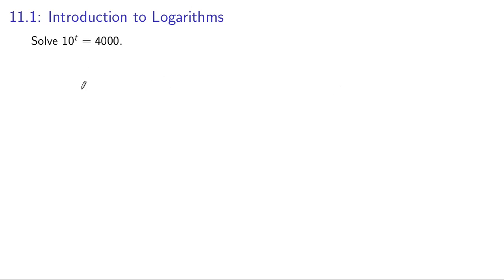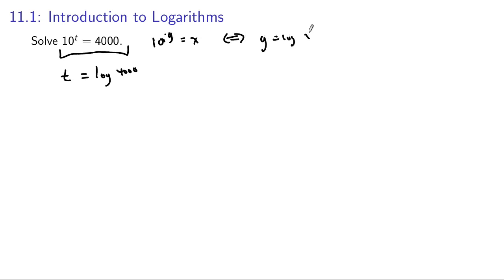So now, using what we've learned, we can solve this exponential equation. Solve 10 to the t is 4,000. Well, from the definition of the logarithm, we could write that t would be log of 4,000. Because remember, 10 to the y equals x if and only if y is log x, as long as x is greater than 0. In this case, x is 4,000, so of course it's greater than 0. So we can write t as log of 4,000.